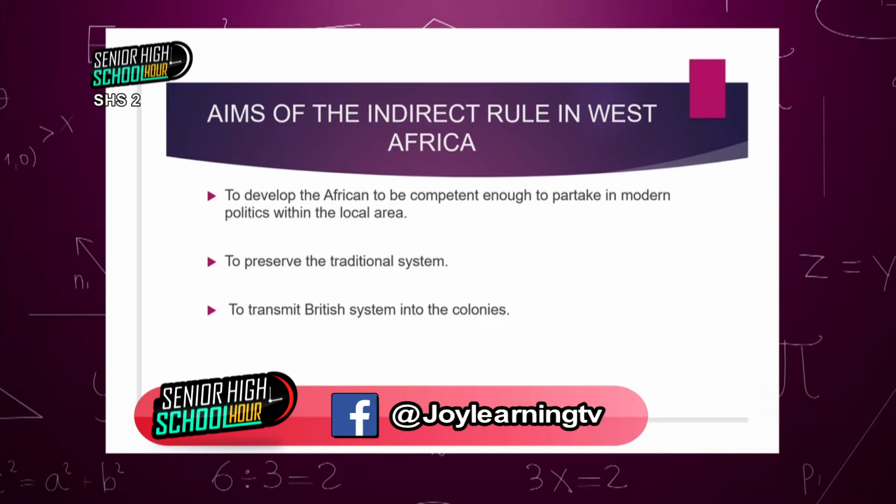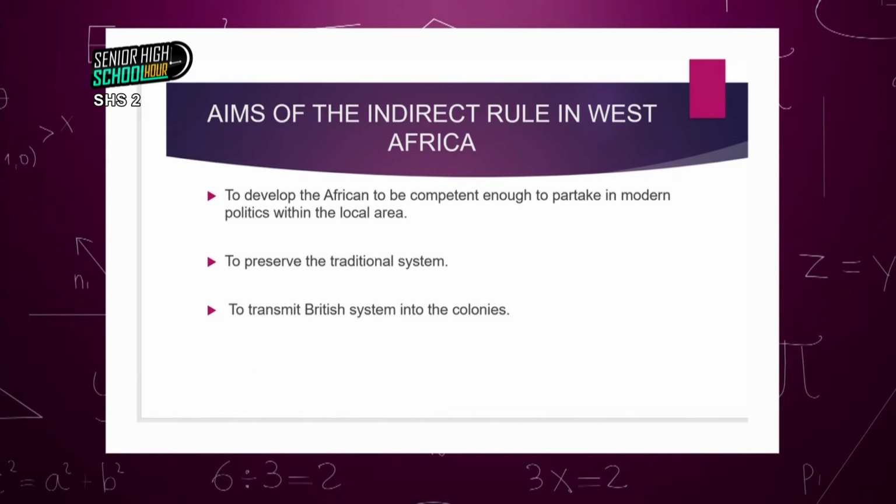Let's look at the aims of the indirect rule in West Africa. Why was it instituted? One, it was to develop the African to be competent enough to partake in modern politics within the traditional or the local area. I think that I have said it earlier on, where we said that when the British or the other European bodies came into Africa, they felt that our system of rule was a little barbaric, a little uncivilized. And therefore, for them, their system of rule was to be adopted. And so they created that particular impression. So one of the aims of the indirect rule was to develop the African to be a competent ruler, so that he or she will be able to partake in modern politics.